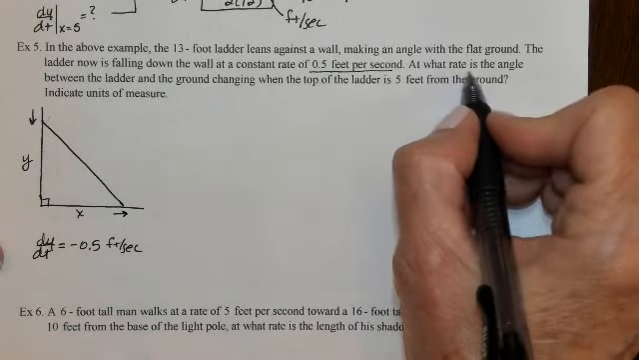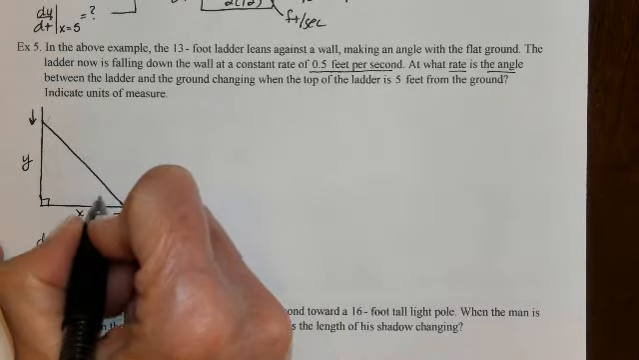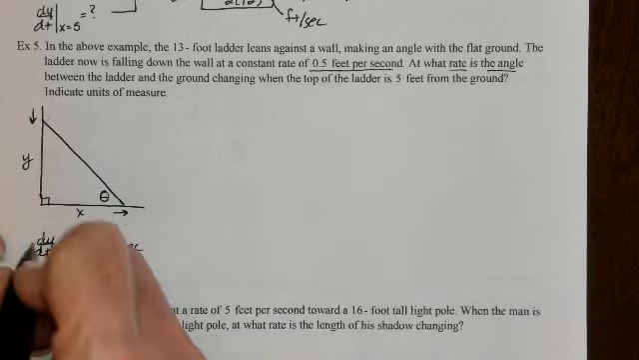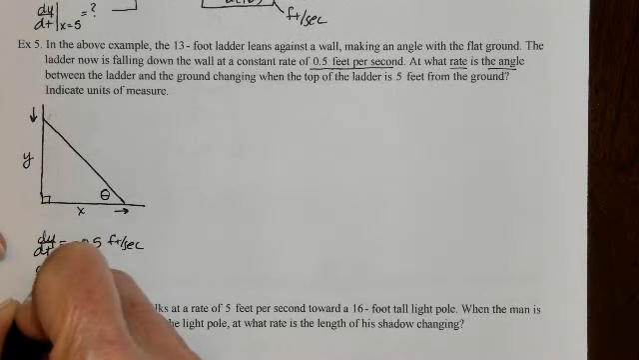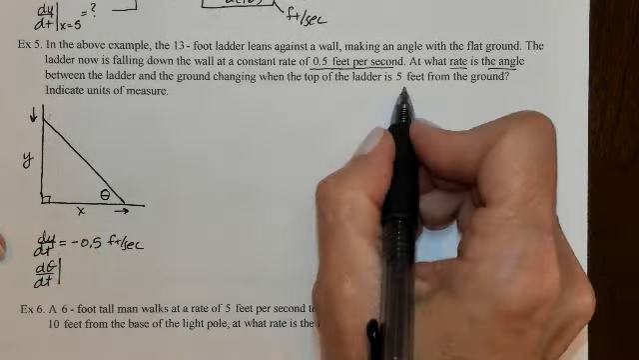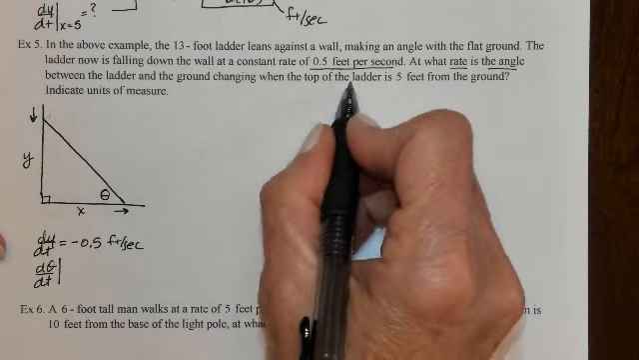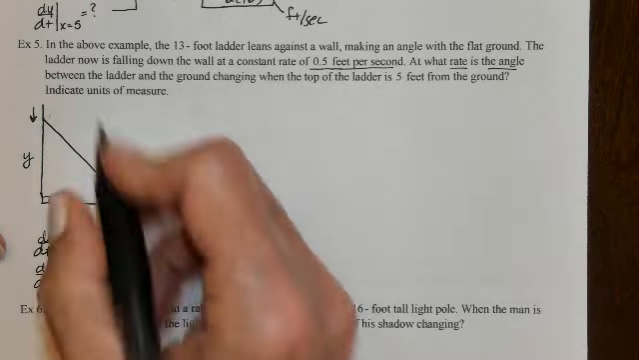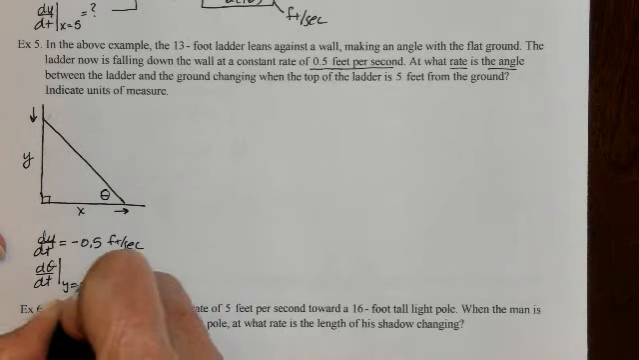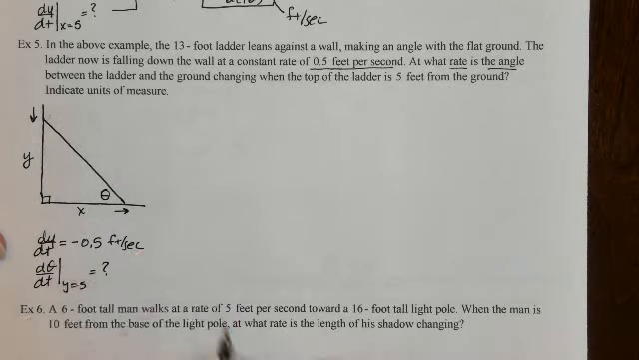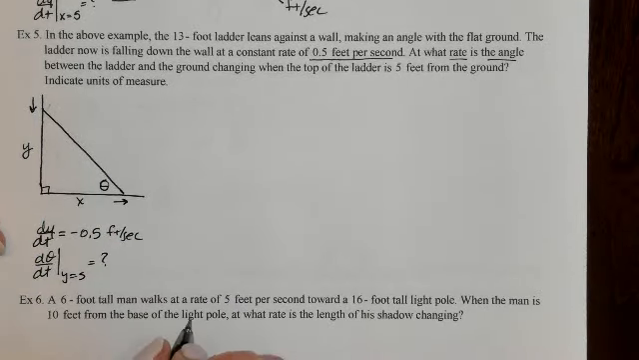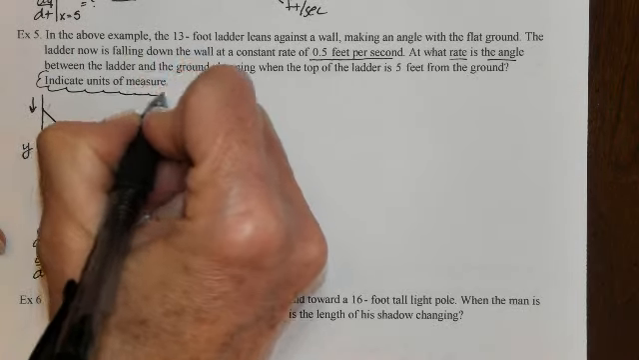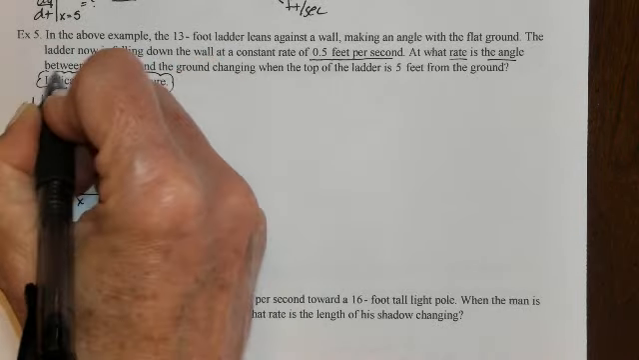So we want the rate that an angle is changing between the ladder and the ground. So it's down here. I'm going to call that theta. So we're looking for d theta dt when the top of the ladder is 5 feet from the ground. So that's y. So when y equals 5, that's what we're looking for. Okay? And again, we need to indicate units of measure. So let's not forget to do that at the end.